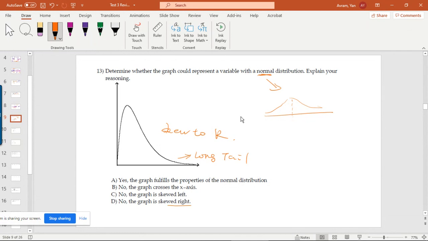This is skewed to the right. Okay, so that is the correct answer. The graph is skewed to the right. If you have this kind of graph with the tail to the left-hand side, this will be skewed to the left. Okay, this will be skewed to the left in here. All right, this kind of distribution.